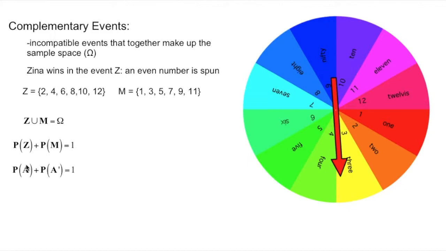We can also think of this in terms of A and not A. So if you have an event A, rolling a number less than 4, so 1, 2, 3, not A would be rolling a number 4 or greater: 4, 5, 6, 7, 8, 9, 10, 11, 12. So the probability of A would be 3 out of 12. The probability of not A would be 9 out of 12. Add them together, you get 1. This is called A prime, or A with an apostrophe, but we call that A prime. It is called the complement of A, or not A.